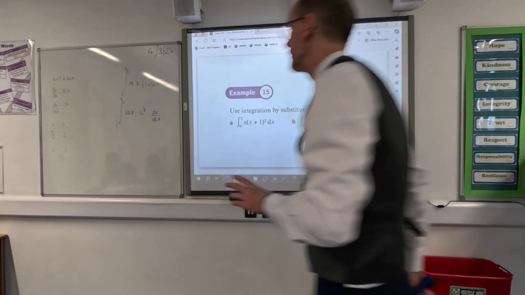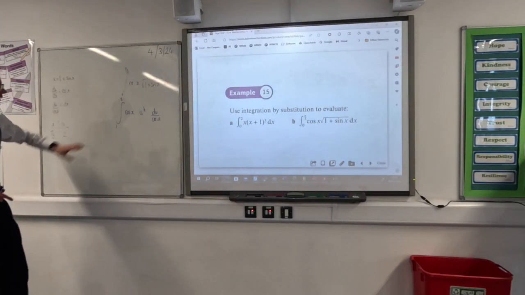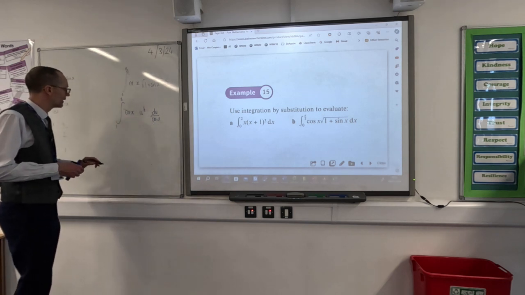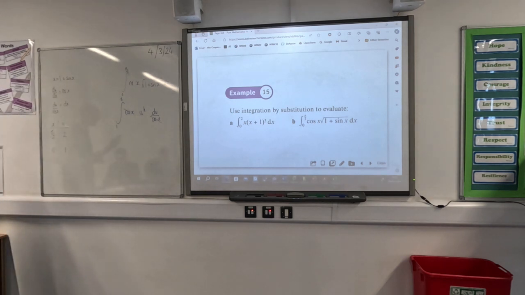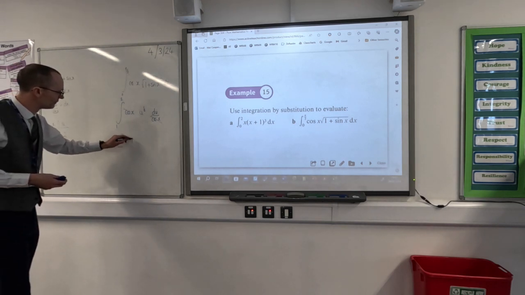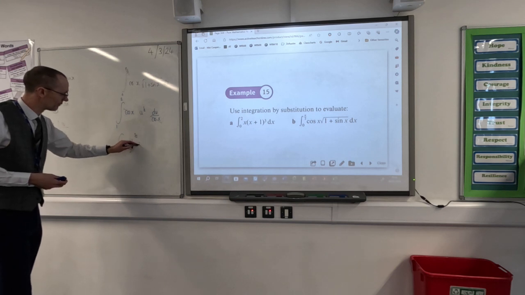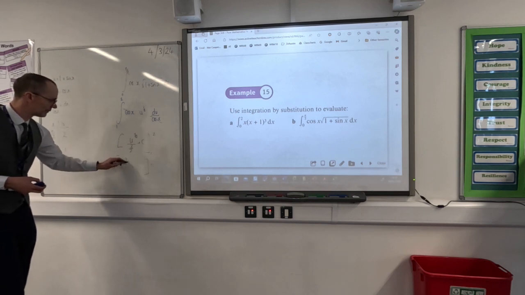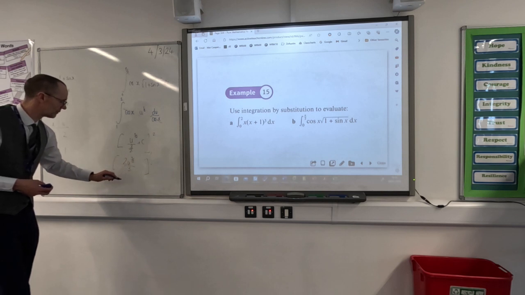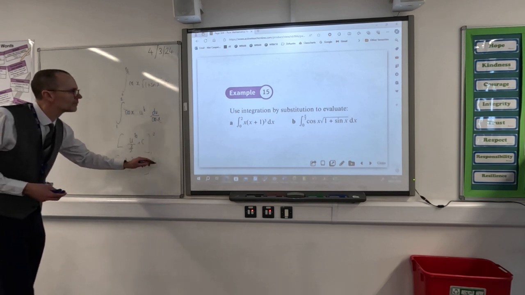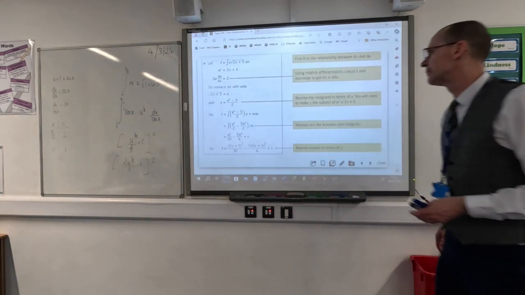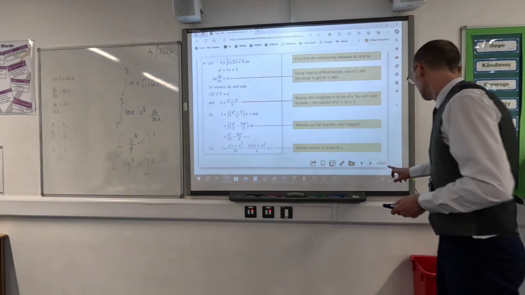So we end up, don't we, again, with this sort of hybrid. That's in u's, that's in u's, that's in u's, this is still in x's, but the good news is those cancel out. So we end up with u to the half, and we can integrate u to the half: increase the power by 1, divide by the new power. Still the wrong question, sorry.